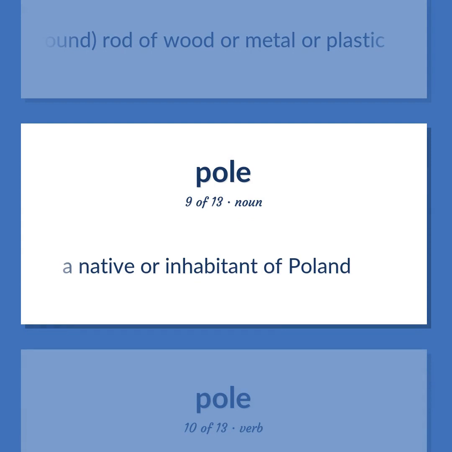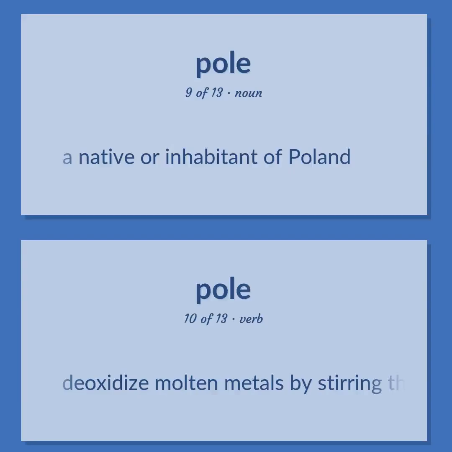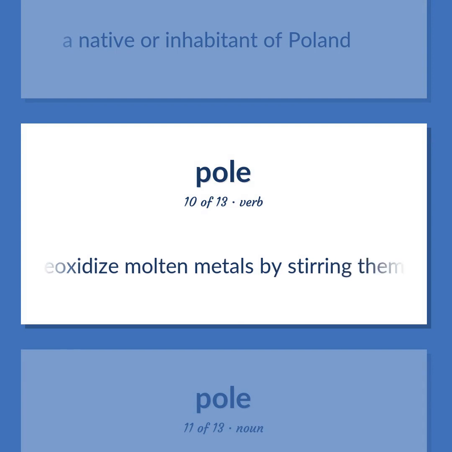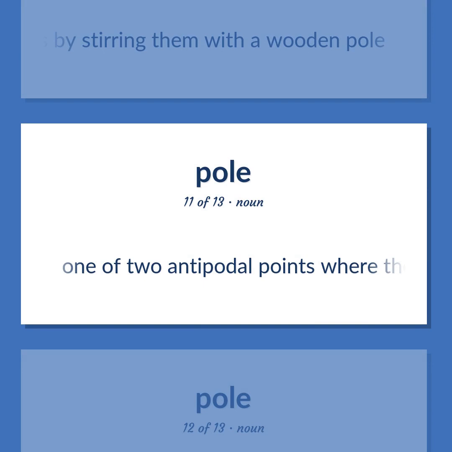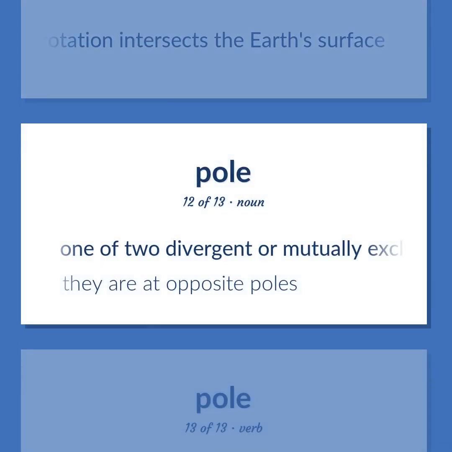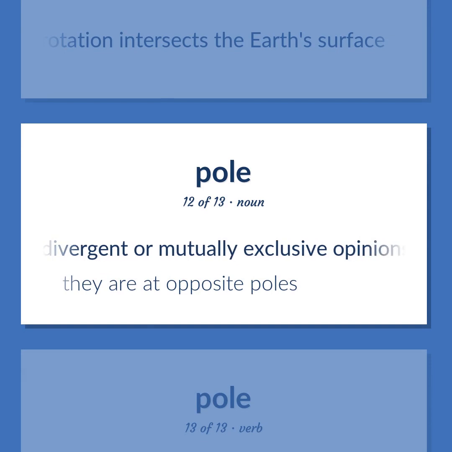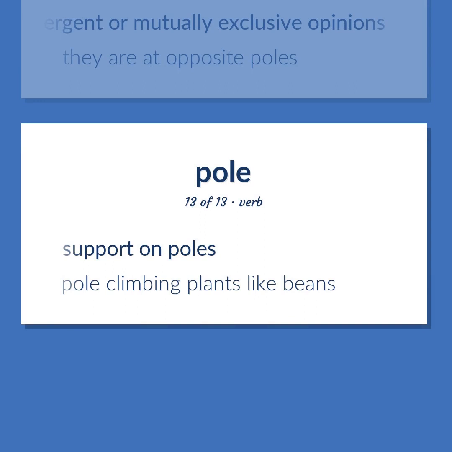A native or inhabitant of Poland. Deoxidize molten metals by stirring them with a wooden pole. One of two antipodal points where the Earth's axis of rotation intersects the Earth's surface. One of two divergent or mutually exclusive opinions. They are at opposite poles. Support on poles. Pole climbing plants like beans.